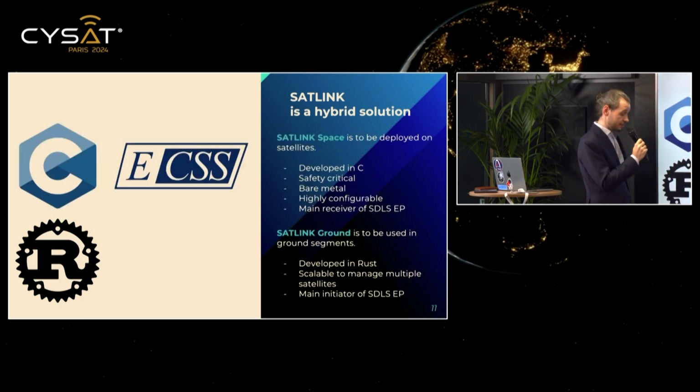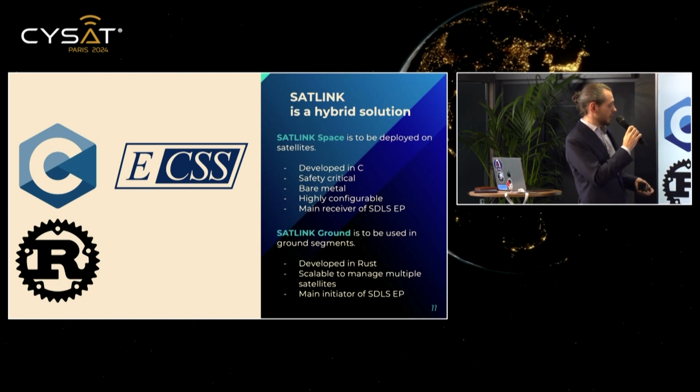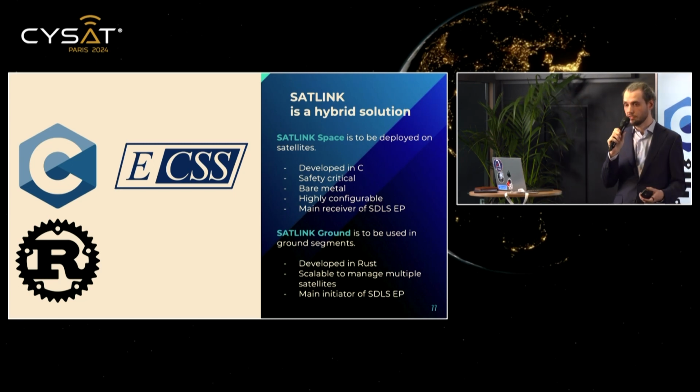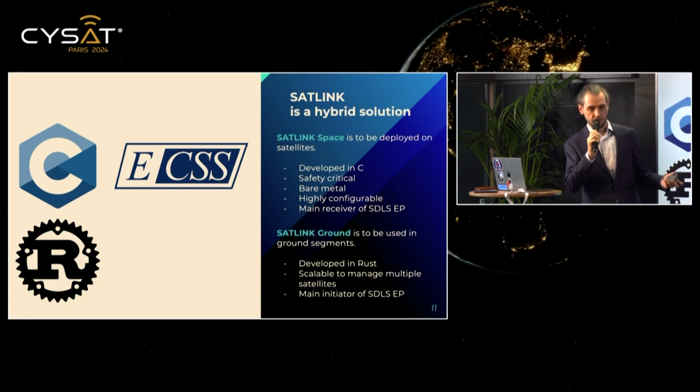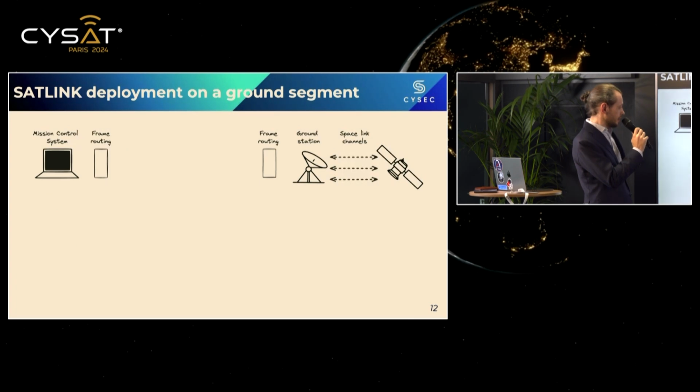Second, we have SATLink Space. So a bit different, it's developed in C, following ECSS software development for safety critical development guidelines. And it's much more lightweight. So basically, it's something that is bare metal. We can deploy on any type of architecture as long as we have access to the compilation toolchains. It's made to be very configurable. So we have observed that a lot of software and hardware environments of our clients are different. So it's important. And it's the main receiver of SDLS extended procedures.